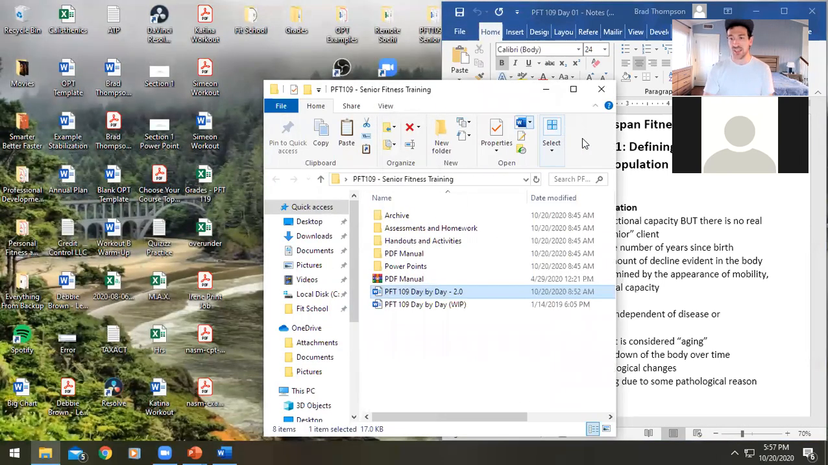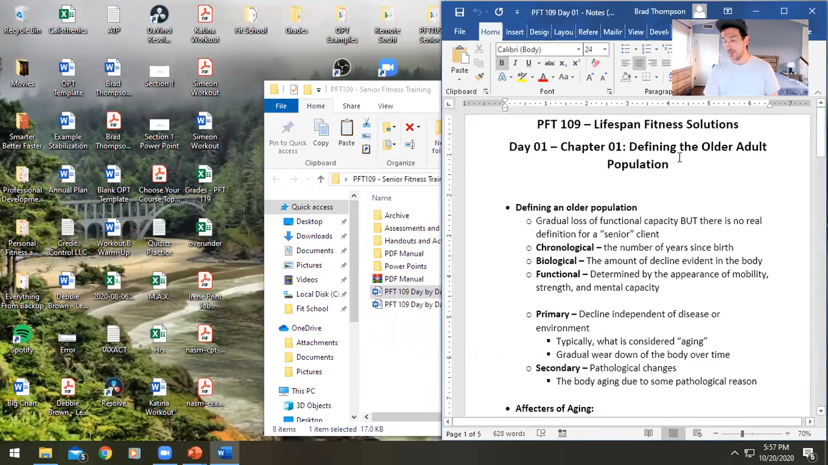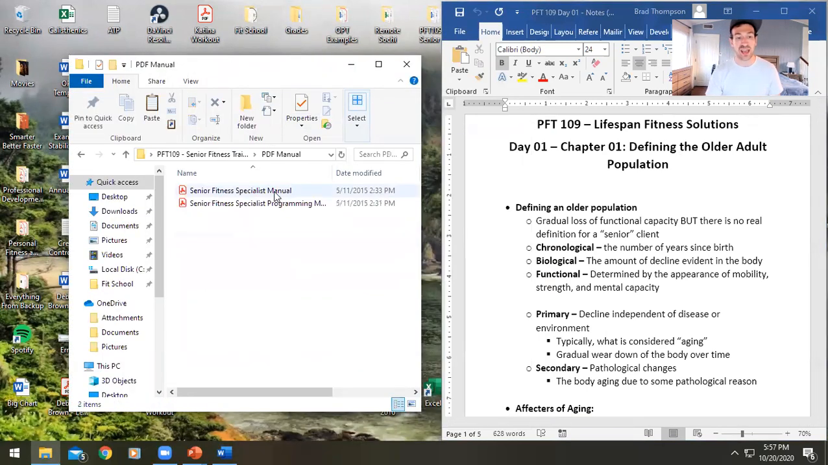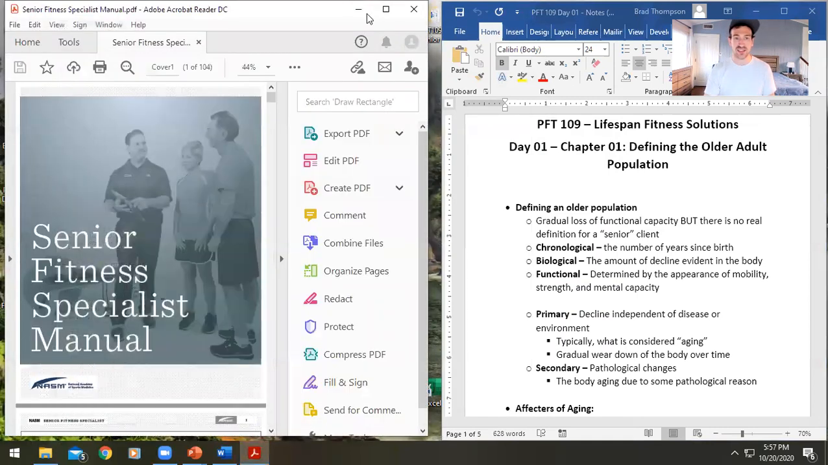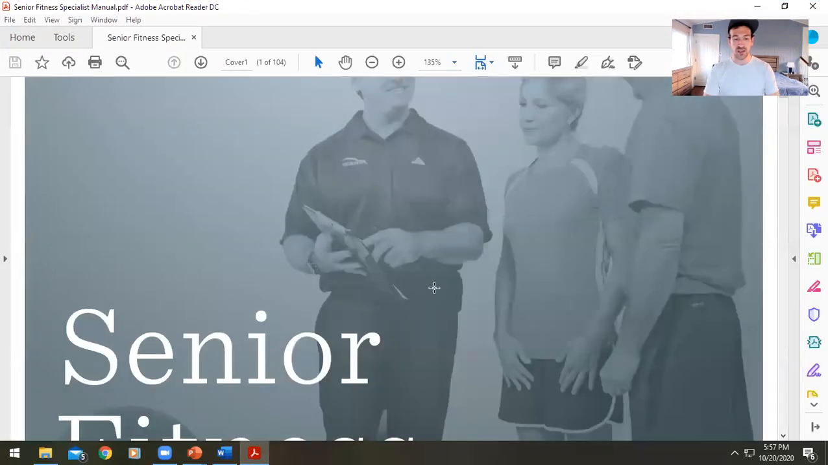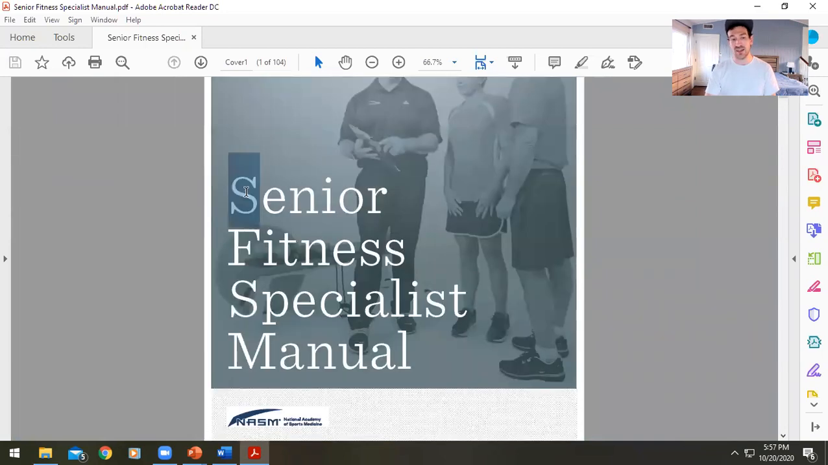So we are in PFT. Like I said, we're in PFT 109. This is Lifespan Fitness Solutions, which is a big fancy way of saying senior fitness program design, right? So we are going to be working out of this manual right here. I'm going to email this to you guys tonight. This is our senior fitness specialist manual, meaning that this is actually based on NASM's SFS certification.